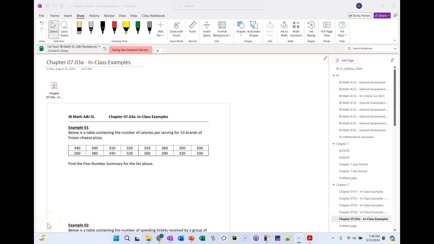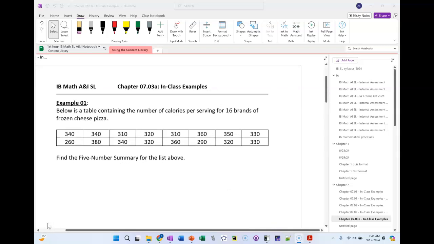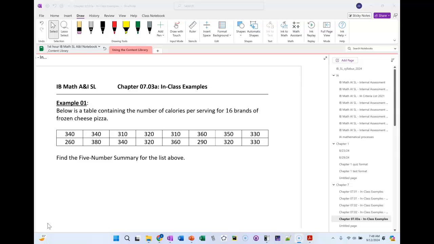We're going to start going through the in-class examples for the first part of 7.3. So the first question says, below is a table containing the number of calories per serving for 16 brands of frozen cheese pizza. Find the 5-number summary for the list above.